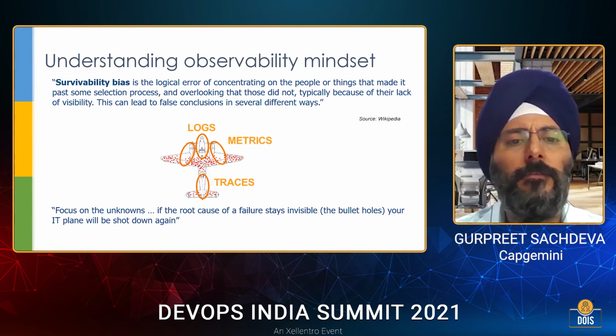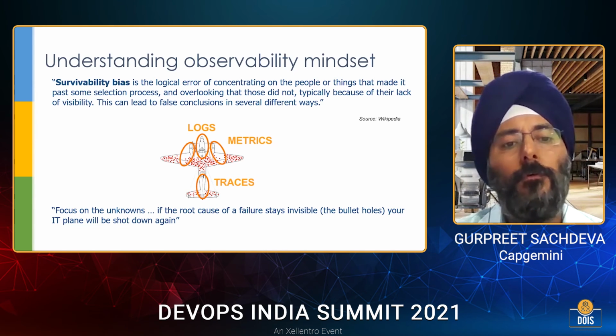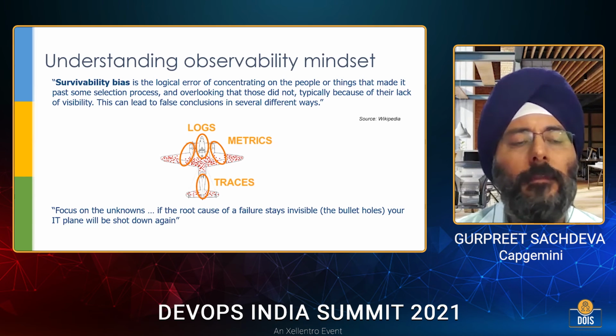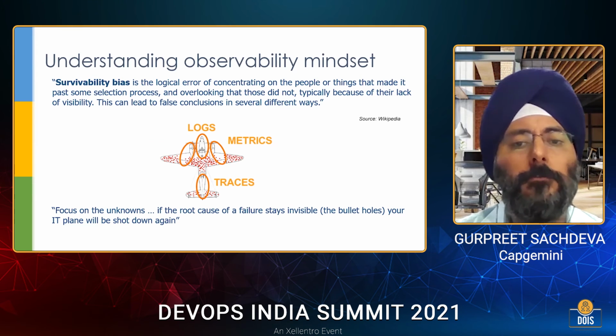This is the principle of observability also. Look for unknown unknowns. So it is important to focus on the unknown factors impacting system performance, and hence it becomes essential to complement monitoring ecosystems with observability tools also.